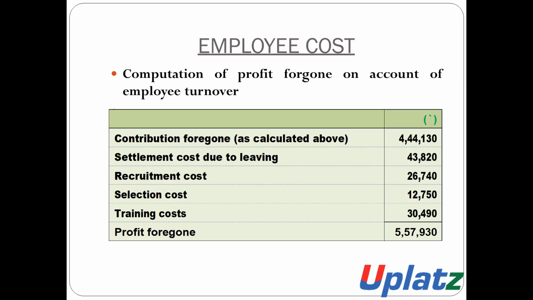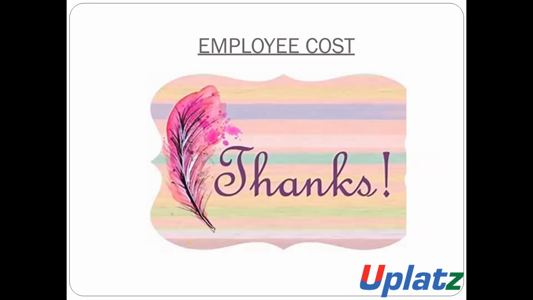On the basis of this example, we have calculated the amount of contribution which is foregone and the amount of profit which is foregone due to employee turnover. This is part 2 of employee benefit, and in this video we have covered all the important points of employee benefits.